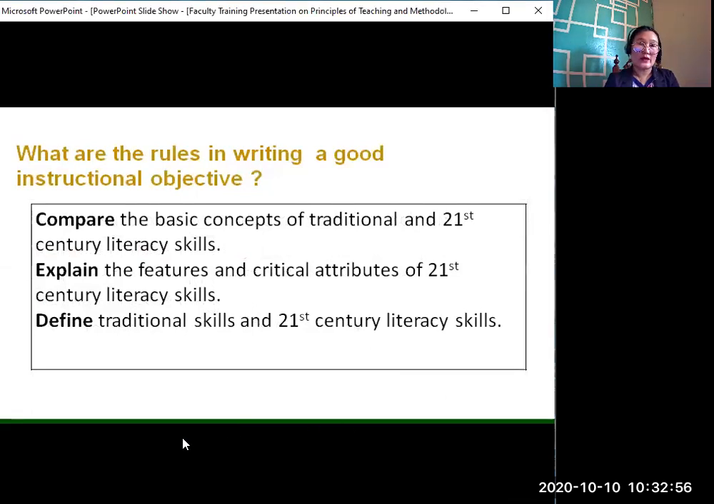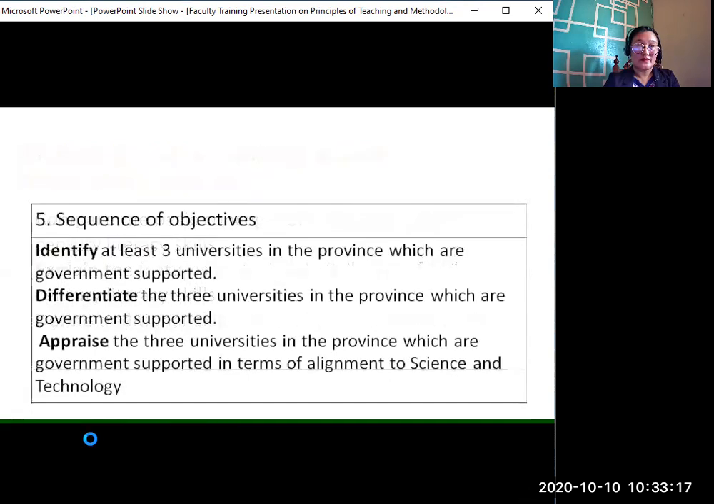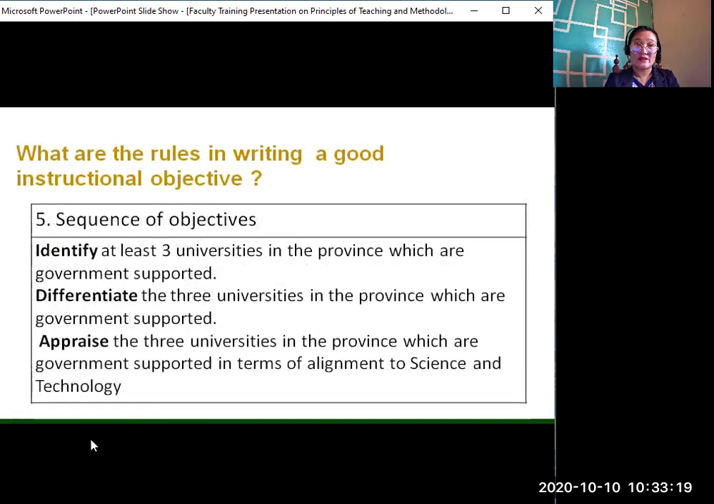If we look at the outcome verbs, the simplest or the lowest demand of cognitive thinking process is the outcome verb define. And going to more complex thinking skills, the explain and compare. So we should arrange our objectives in this way. We have to start from the simplest thinking process requirement, that is identify, followed by differentiate, and then appraise.